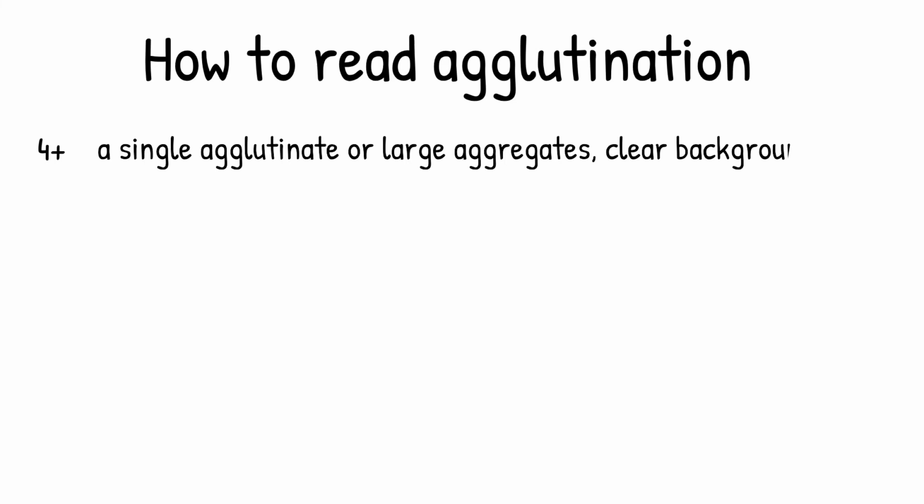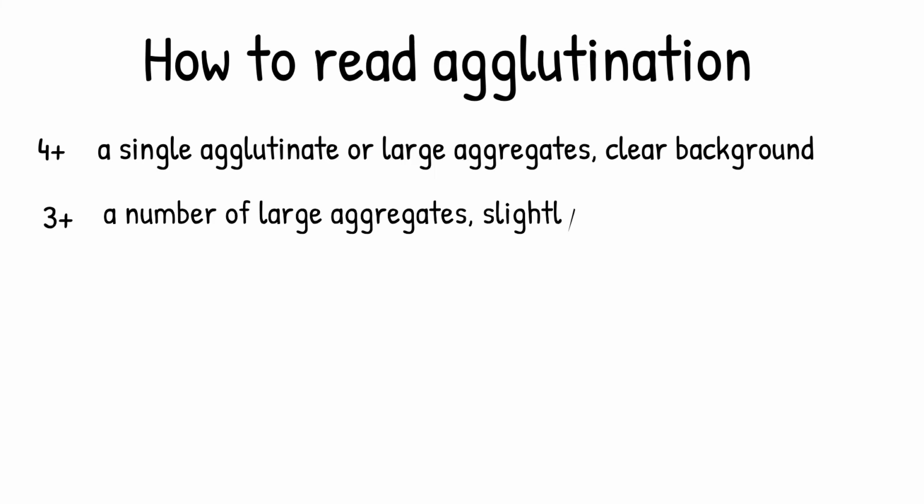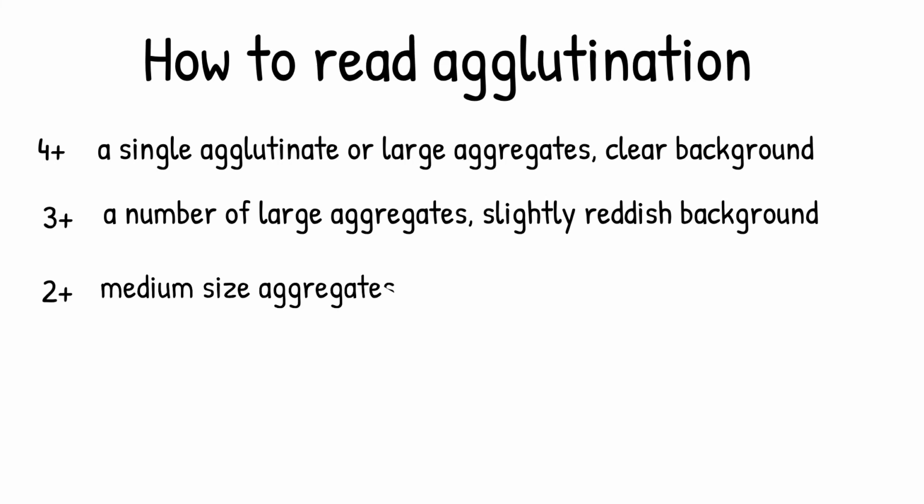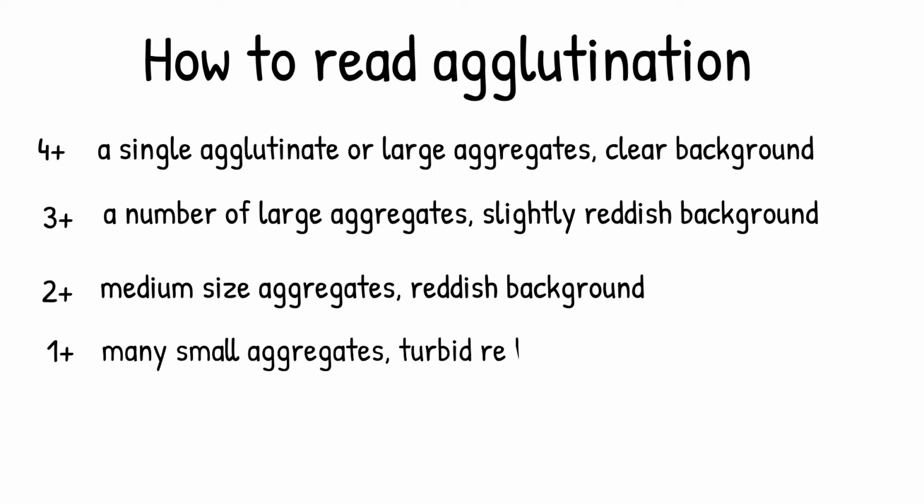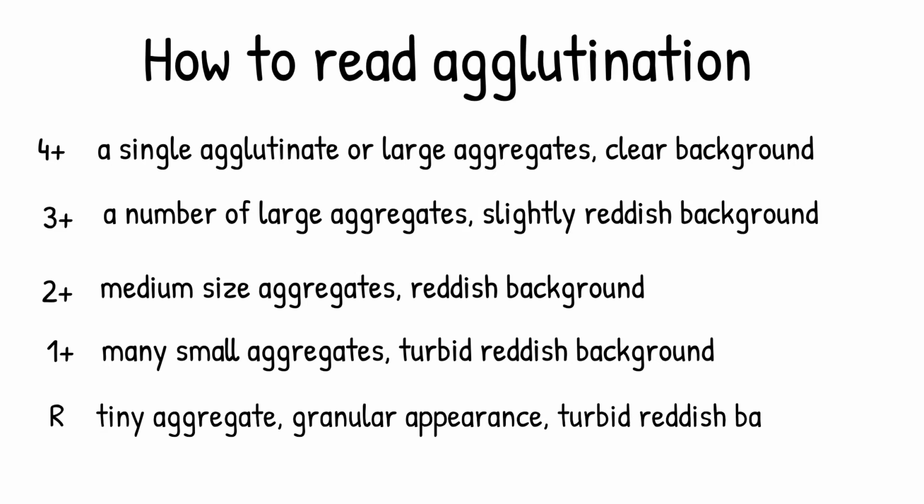Here's how to read the agglutinations. 4 plus means a single agglutinate or large aggregate with a clear background. 3 plus means a number of large agglutinates with a slightly reddish background. 2 plus means medium size aggregates with a reddish background. 1 plus means many small aggregates, turbid reddish background. Sometimes we also use W to indicate tiny aggregates, where the background is really grainy and has a turbid reddish color.